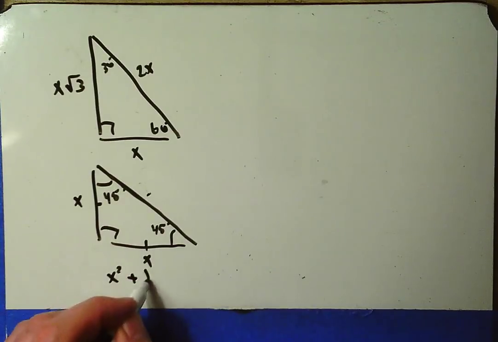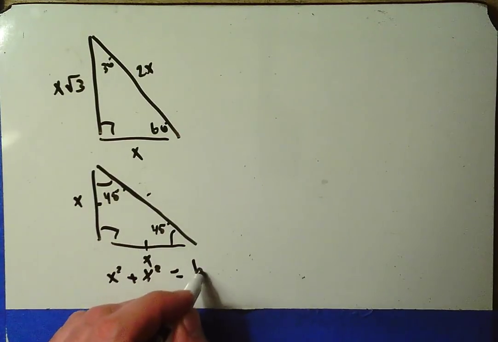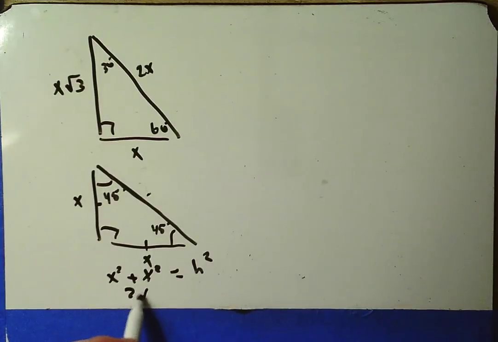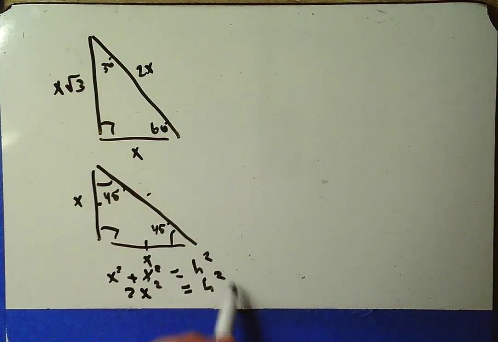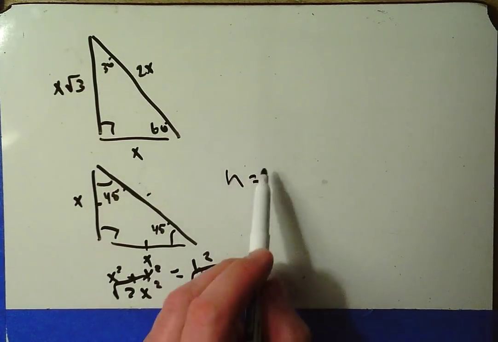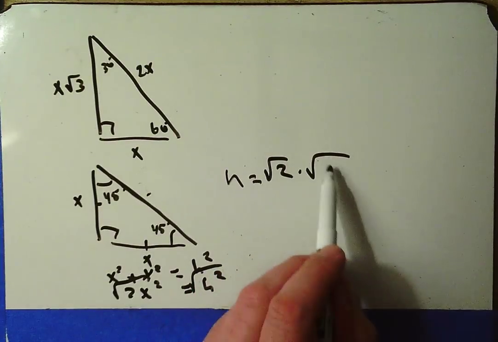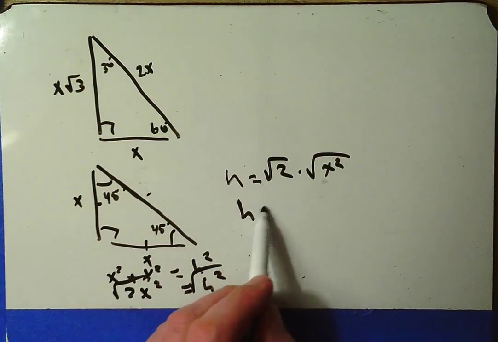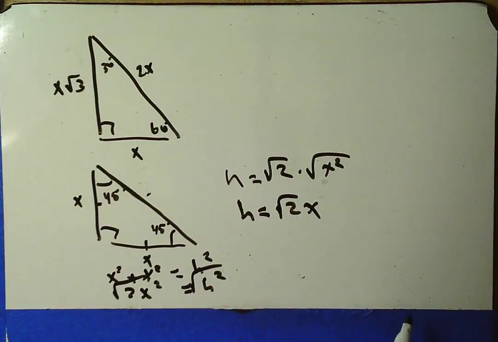A squared plus b squared equals hypotenuse squared. 2x squared is hypotenuse squared, and then we take the square root of both sides to get h equals square root of 2 times square root of x squared, so h equals root 2 times x. Okay. There will be many others that come up as we go, but I definitely wanted to look at those 4 right away because they seem to come up quite a bit.